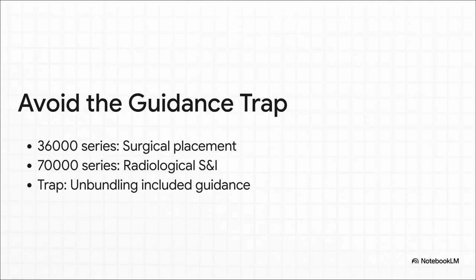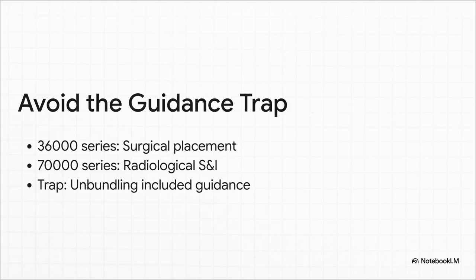Okay, major exam trap alert right here. You absolutely have to know the difference between the surgical catheter placement codes, those are sitting in your 36,000 series, and your radiological supervision and interpretation, or S&I codes, which live in the 70,000 series. The absolute biggest trap you'll face is unbundling. Do not separately code imaging guidance if it's already bundled into the main surgical procedure. It's a classic mistake. So what's the hack? Always check the parent code descriptor for the magic words with imaging guidance. If it's there, you're covered.